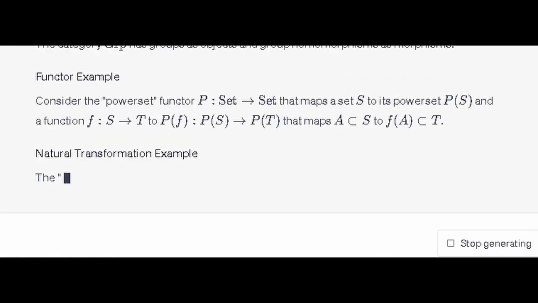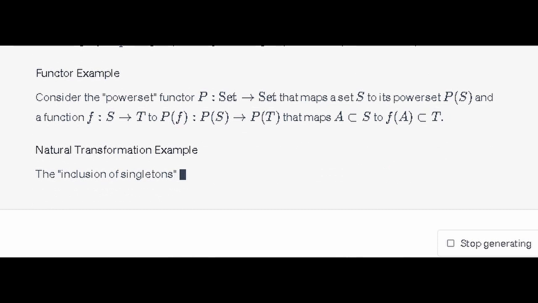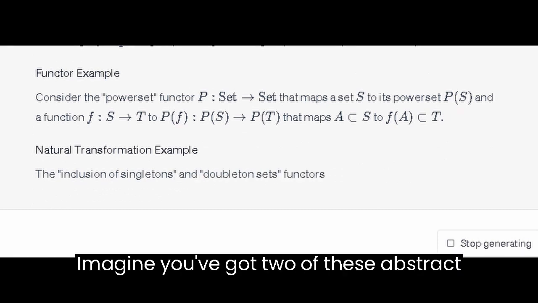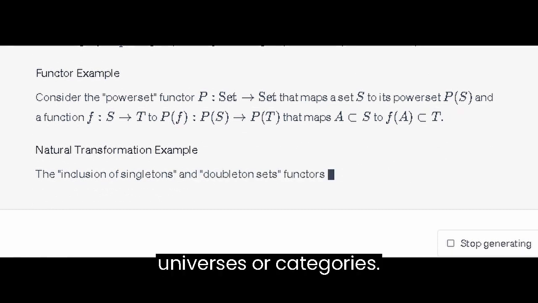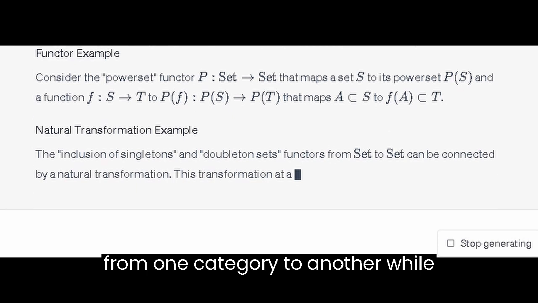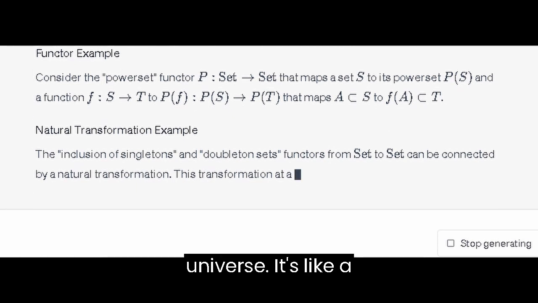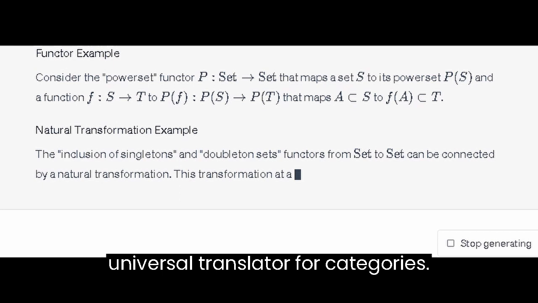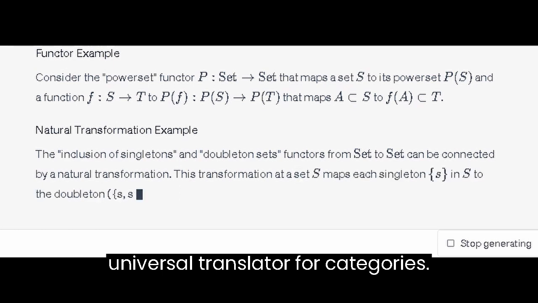Functors. Now, what's a functor? Imagine you've got two of these abstract universes, or categories. A functor is a special map that takes you from one category to another while maintaining the structure of the universe. It's like a universal translator for categories.